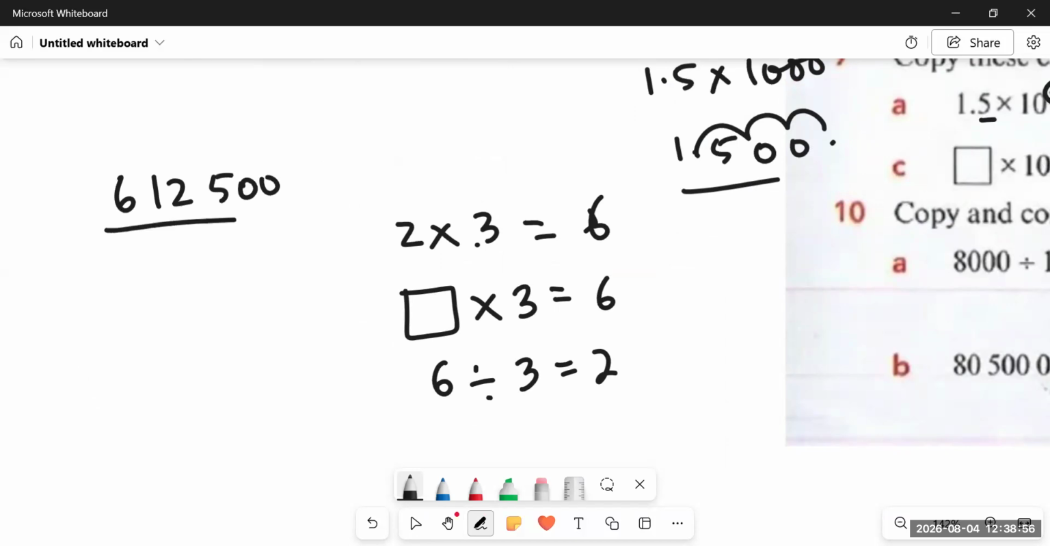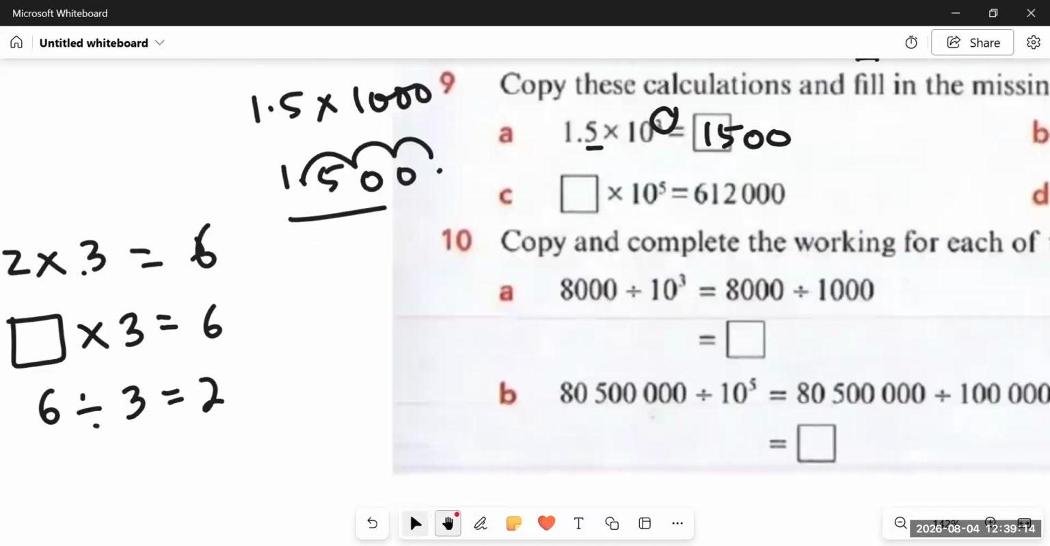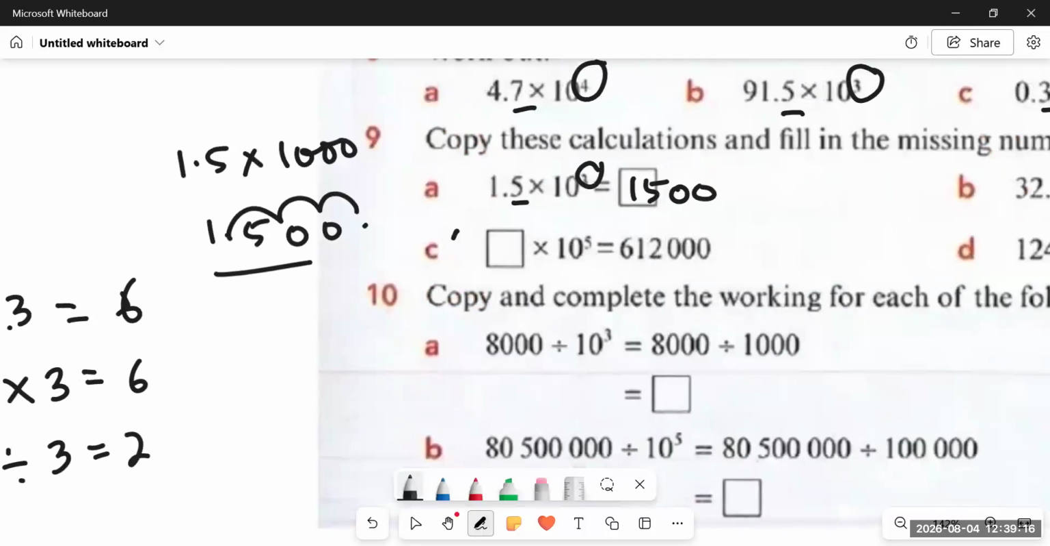612,000 divided by 10 power 5, which is 1, 2, 3, 4, 5. We'll cross out an equal number of zeros, then 1, 2, 3, here comes the decimal. It will become 6.12. So the number is 6.12, not 6.125, 6.12. Okay.